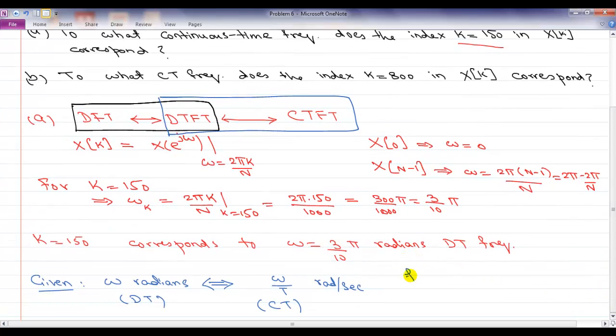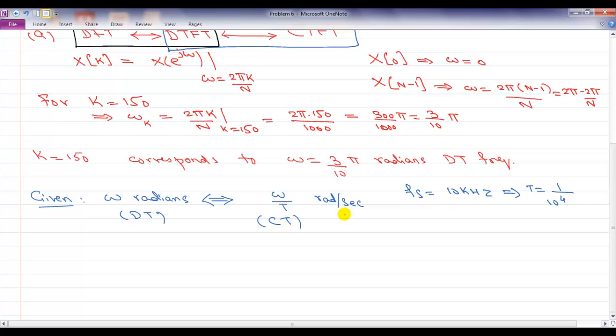So our Fs is 10 kilohertz, which means that T is 1 over 10,000, so 1 over 10 to the 4. So we know this relationship. So we just now connect the two pieces.